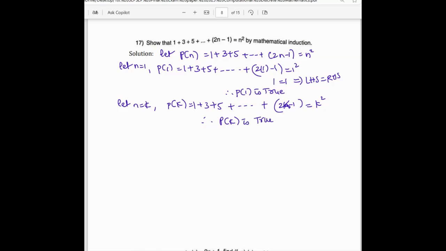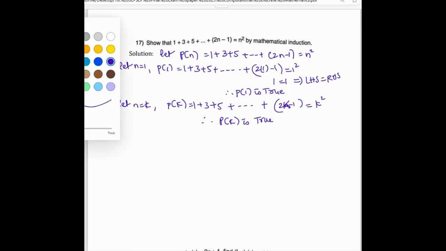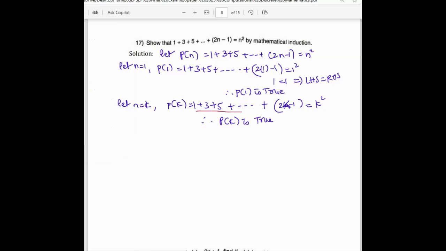Now we shall prove that P of k plus 1 is also true. To prove P of k plus 1, we have to find the sequence of the series, that is the common difference between the terms. So we have the common difference, 1 2 3 4 5, meaning the common difference is 2.